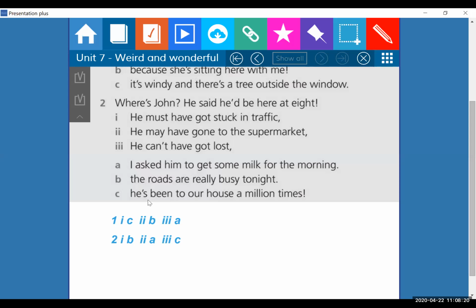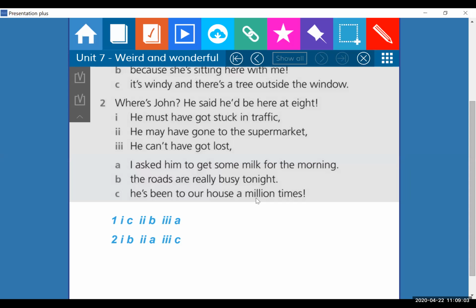So if we comment on the sentences, let's start from the back. He can't have got lost means that there couldn't be such a possibility. Why? There couldn't be such a possibility that it didn't happen. Why? Because he's been to our house a million times. He must have learned the address. How about he may have gone to the supermarket, because in the morning I asked him to get some milk. That's why what I concluded is he may have gone to the supermarket.